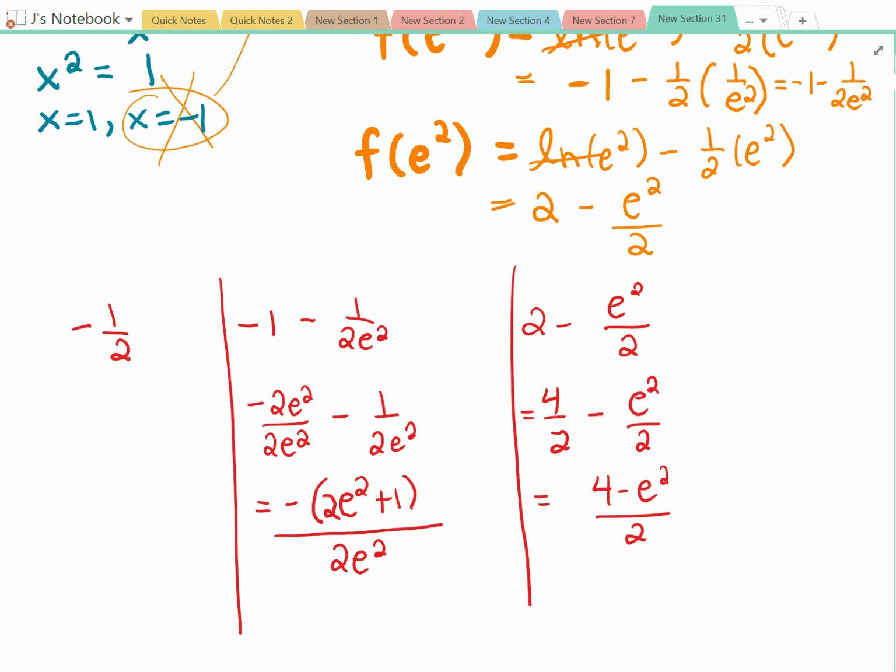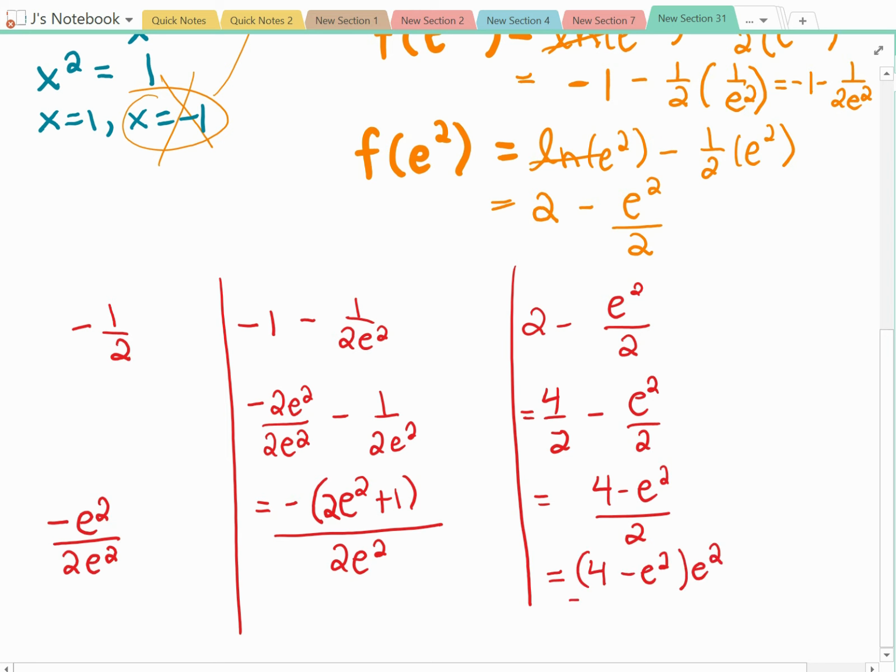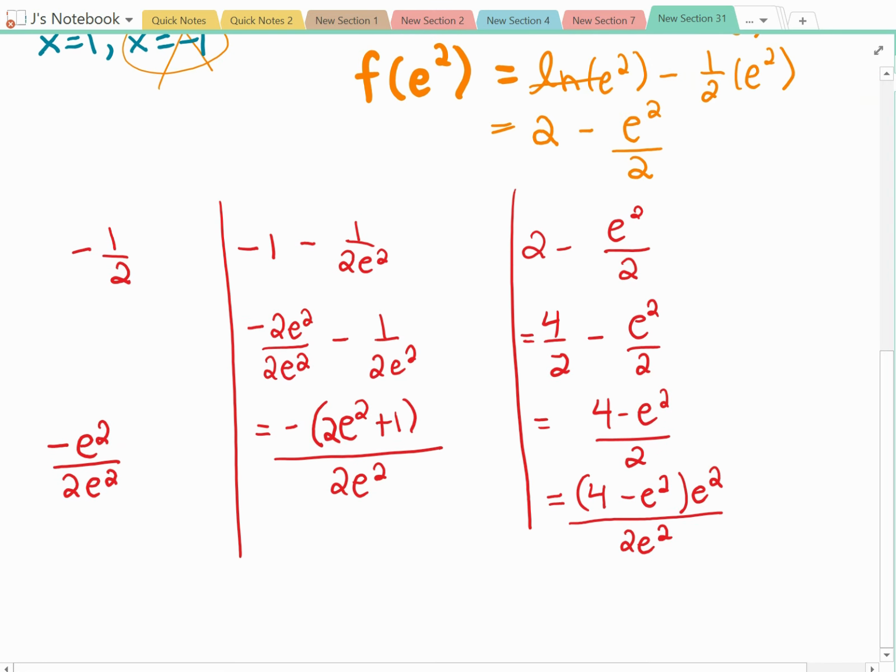Okay, then. Let's bring this one to the same denominator. Multiply top and bottom by e squared. We'll have negative e squared divided by 2e squared. And the third one, we'll bring that one to the same denominator, multiply top and bottom by e squared. We'll have 4 minus e squared times e squared, all divided by 2e squared. What happened? Well, once they all have the same denominators, then we just share the numerators.